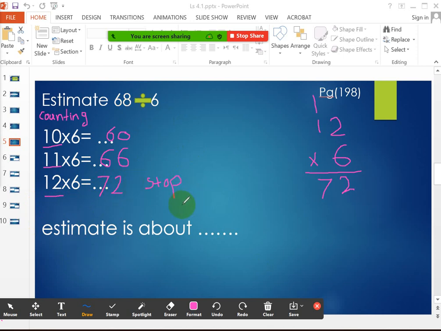Okay, girls? Now look, 68 is right here between the last two numbers, between 66 and 72. But it's close to which one? Who will tell me? 68 is close to 66 or close to 72. Look, from 66 to 68 I have two numbers. From 68 to 72 I have four numbers. So it's close to which one?